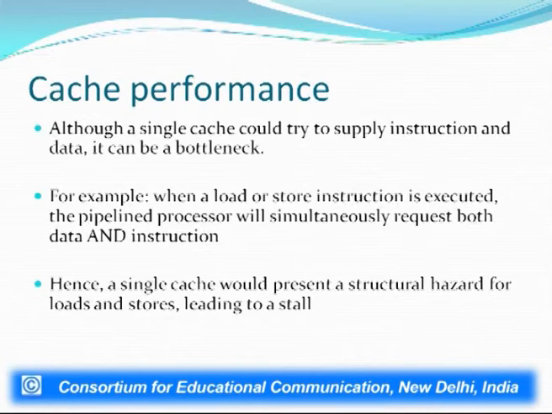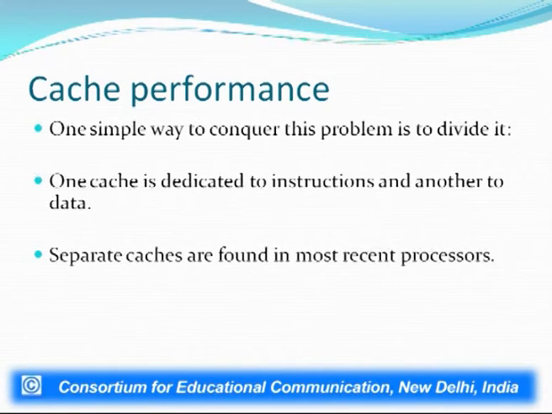For example, when a load or store instruction is executed, the pipelined processor will simultaneously request both data and instruction. Hence, a single cache would present a structural hazard for loads and stores, leading to a stall. One simple way to overcome the problem is to divide it: one cache is dedicated to instructions and another to data.